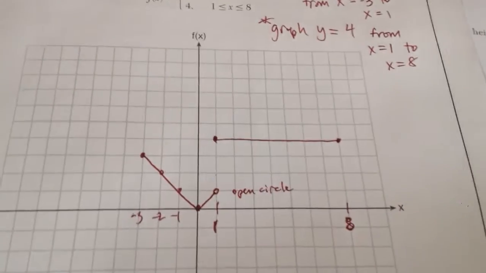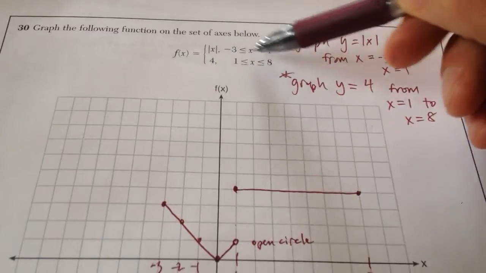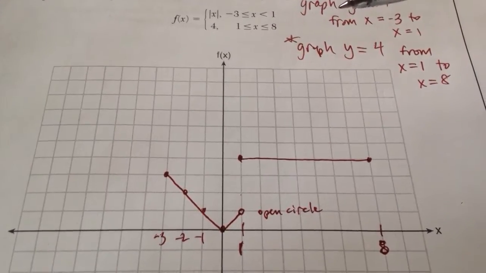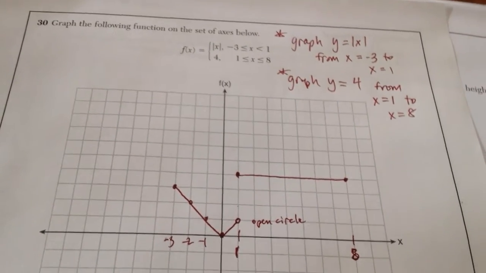Now in this case, this graph does not get any arrows because we're only doing segments. We're doing line segments. This is why we do not want arrows. This is your final graph.